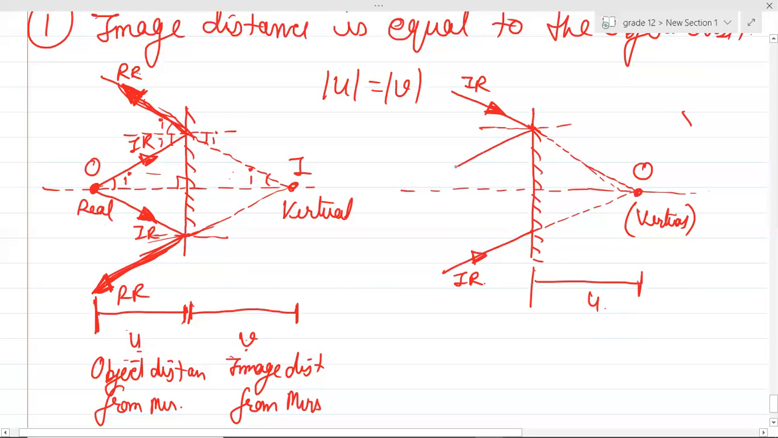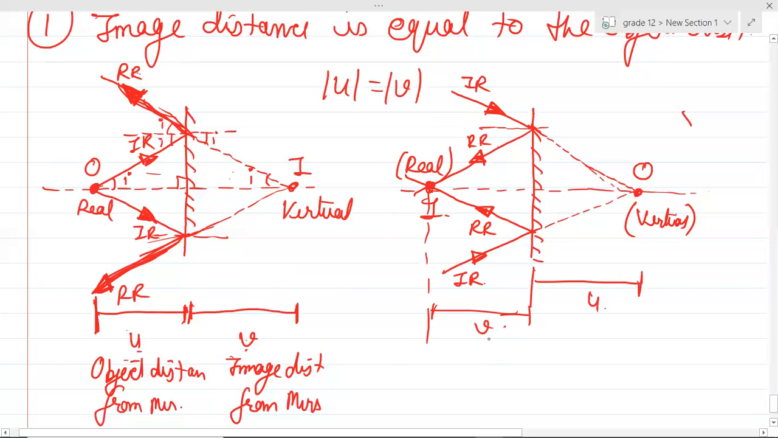So this is where the image is formed. Can you see over here? The reflected rays are actually meeting at this particular point, hence the image is real. So this is basically your image. So can you see the first point, guys? u is equal to v. Image distance and object distance are equal in both the cases.